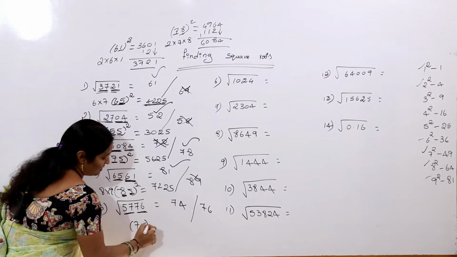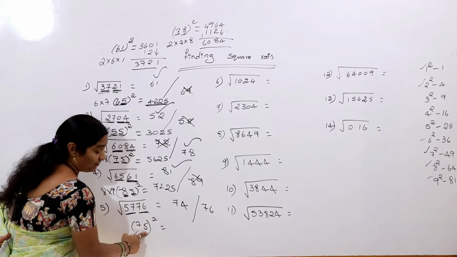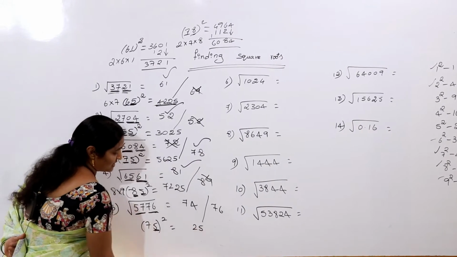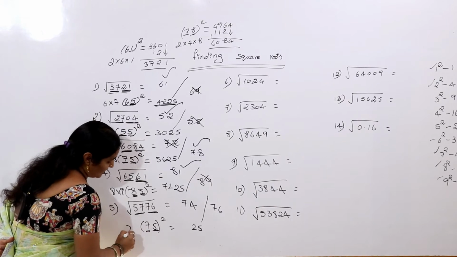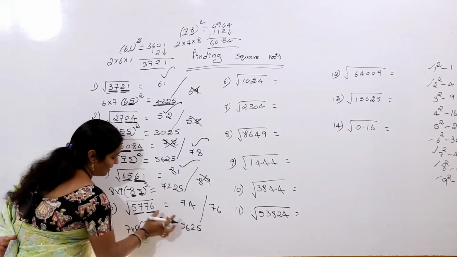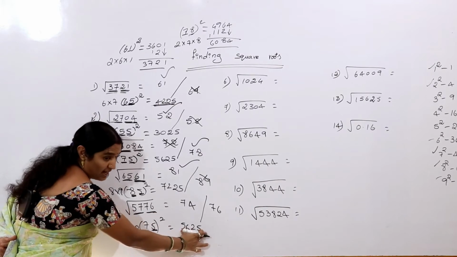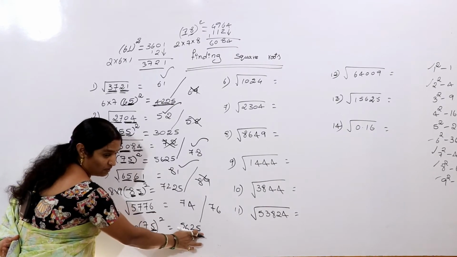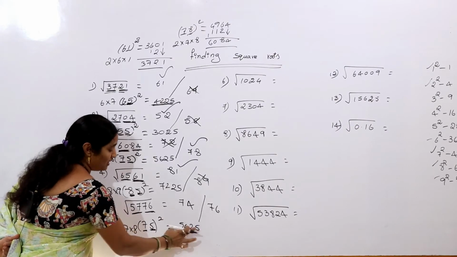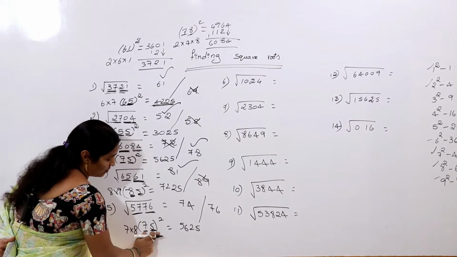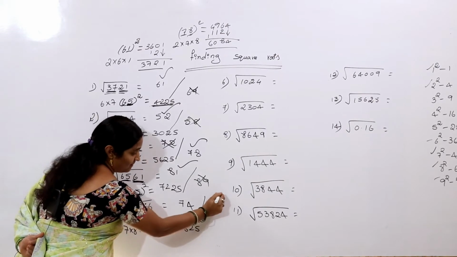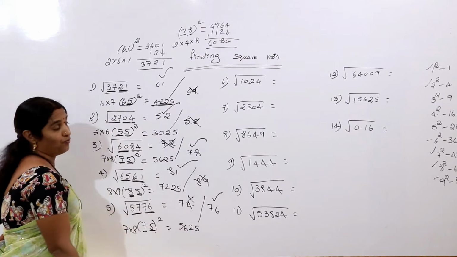What is the middle number? 75 square. We have to check for 75 square. Ending with 5 means the last 2 digits are 25. 7 consecutive is 8. 7 8s are 56. When compared to this number, this is more. Why? Because here we have 5625. Here we have 5776. So when compared to this, this is more. Hence we have to take more than 75. More than 75 in these two numbers is 76, not 74.